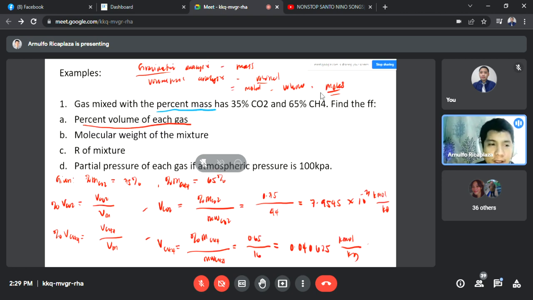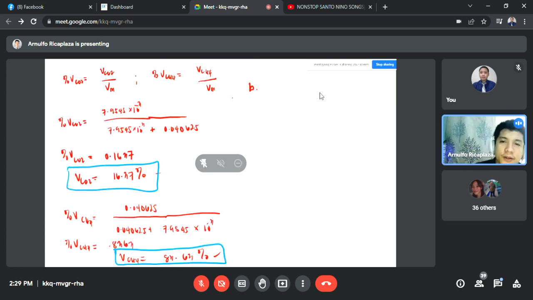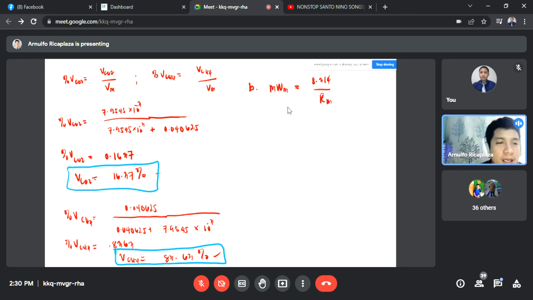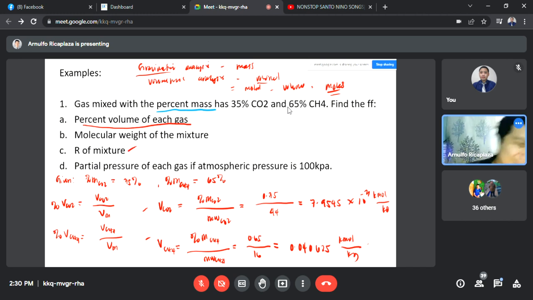Okay, so the molecular weight of the mixture. Okay guys, how to find the molecular weight of the mixture? 8.314 over R, sir. Okay, so over R. So, you think twice, no? No, it is not R.